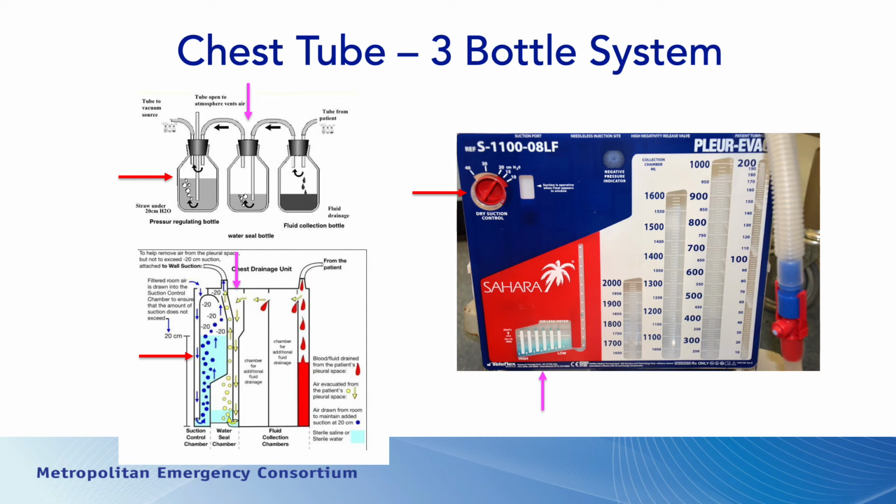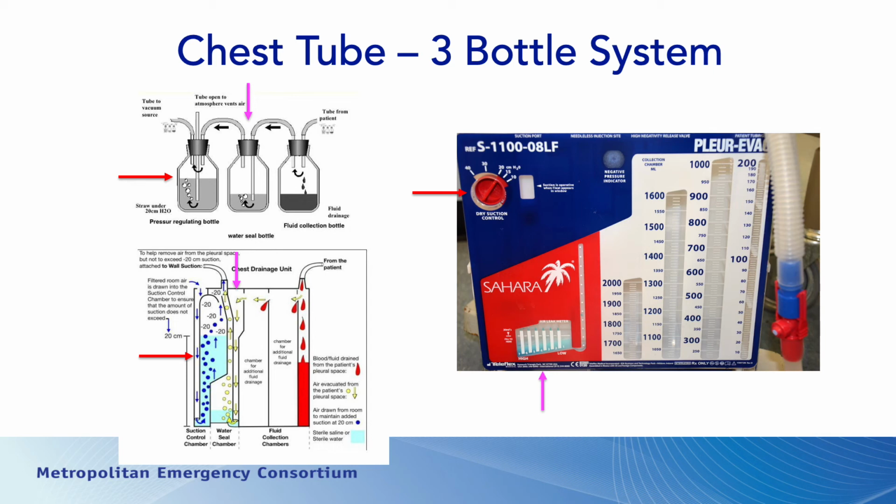If you have the old system with water, the suction control chamber, the one that's set for 20 centimeters of water, that's always going to bubble. The second chamber, the water seal chamber, for the water seal to keep air from going back to the patient, will bubble as long as there's air coming out of the patient.